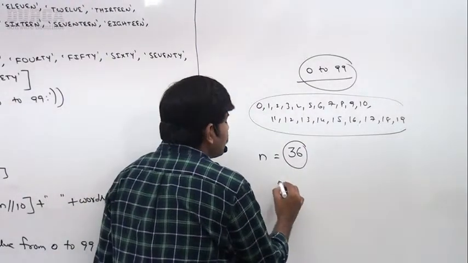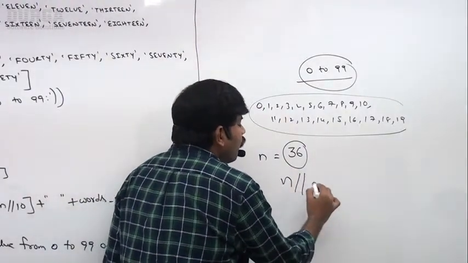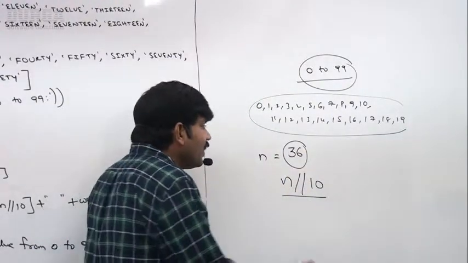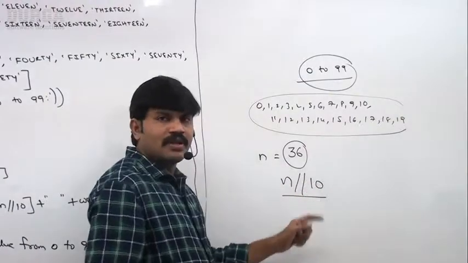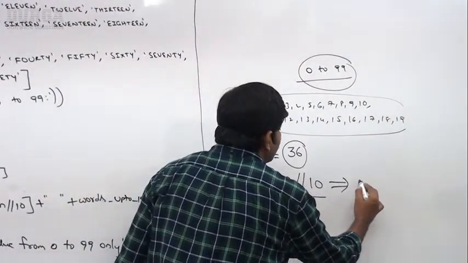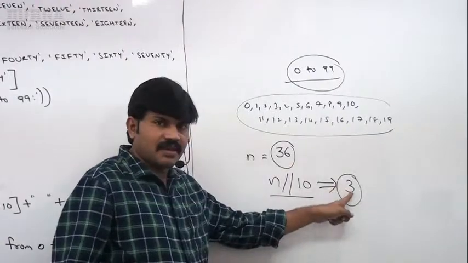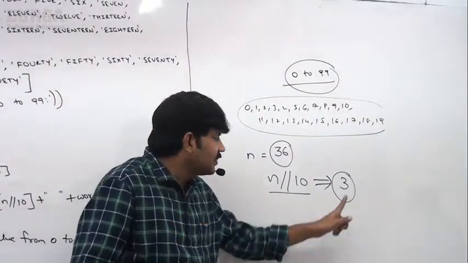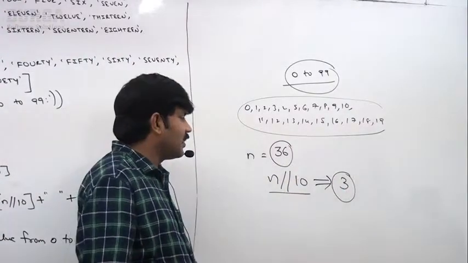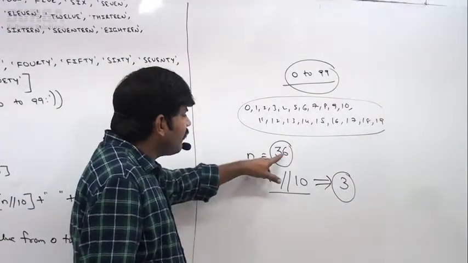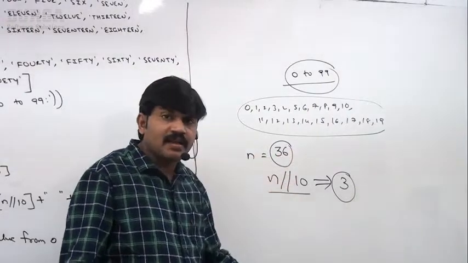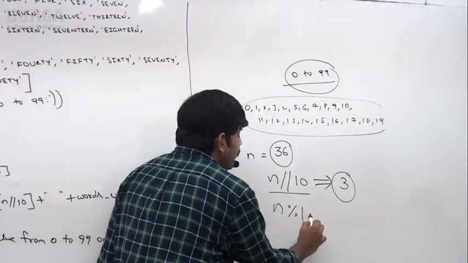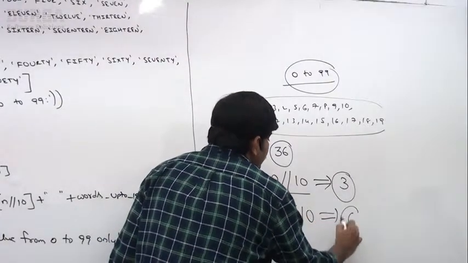Very simple, sir. n floor division 10. Are you getting floor division 10? Then how many tens are there? 36 floor division 10 means 3. So 3 tens are there. The corresponding ten form of 3 is 30, sir. Next, if I divide 36 by 10, what is the remainder? Are you getting the remainder, sir? n percentage 10. The remainder is 6, sir.